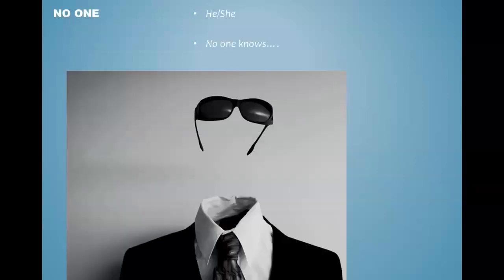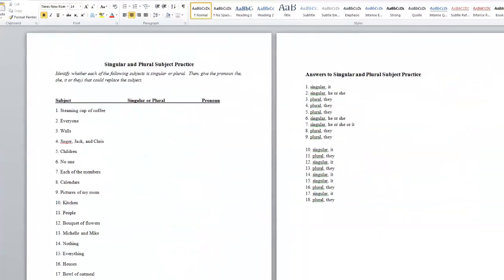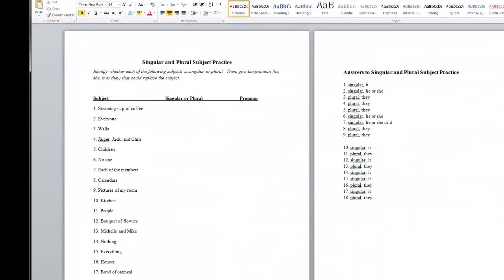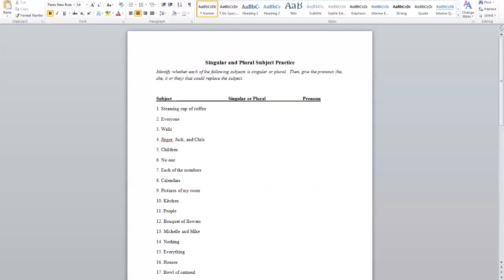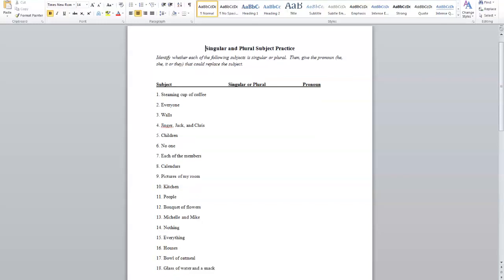Okay. So the rest of the nouns on your list are going to be replaced with the pronoun they. Let's think about some of these that are also replaced with they. Walls is plural, that's they. Ginger, Jack, and Chris, also they. Children is they. Calendars, pictures of my room. People.